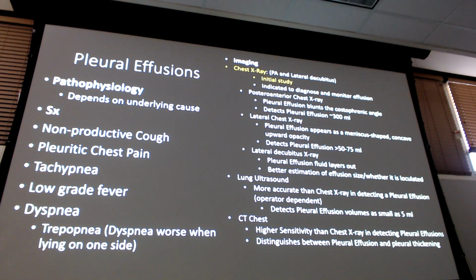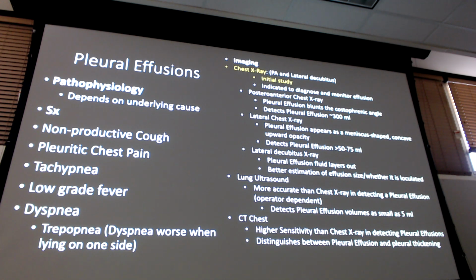All right, so what causes a pleural effusion? Lots of things. But what are some of my symptoms? Non-productive cough, pleuritic chest pain, tachypnea, low-grade fever, some dyspnea, and possibly trepopnea. Trepopnea is basically worse dyspnea when lying on one side. Which side do you think it's worse? When they're lying on the side of the pleural effusion, right?